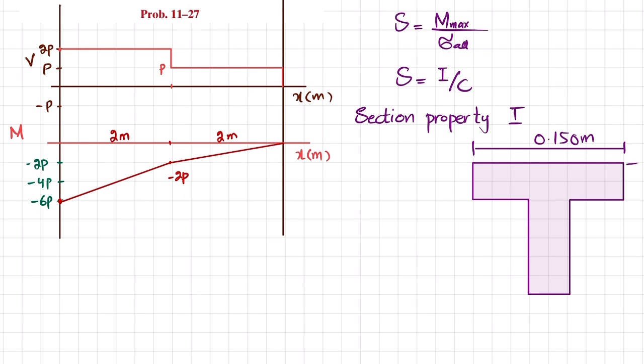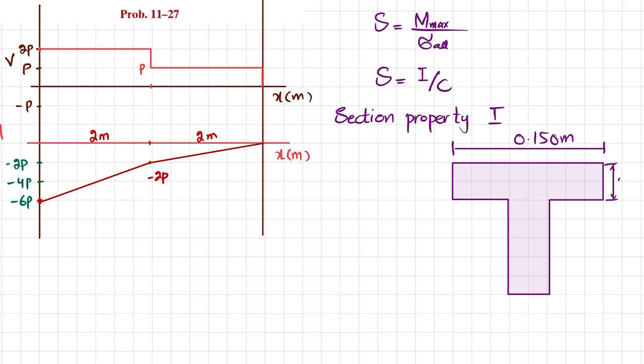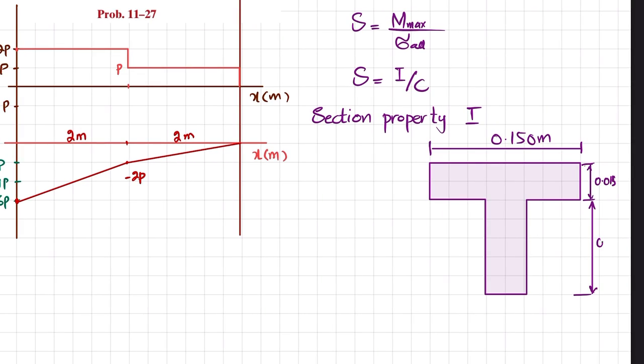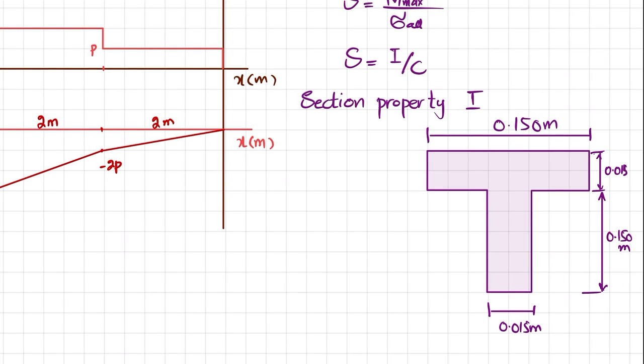This thickness is again 15 millimeter, so it will be 0.015 meter. Clear? And from this till this, this length is again 150 millimeter, which is equal to 0.150 meter. And this thickness is also 15 millimeter, which is 0.015 meter. Okay. Now we have to find I.